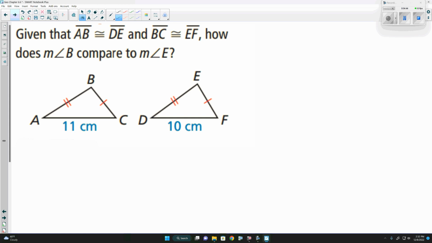Given a side length AB is congruent to side length DE and BC is congruent to EF, how does the measure of angle B compare to the measure of angle E? So which side's bigger? 11, so angle B is bigger. Questions on this here?